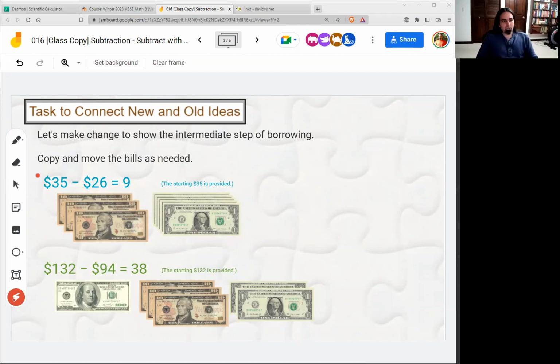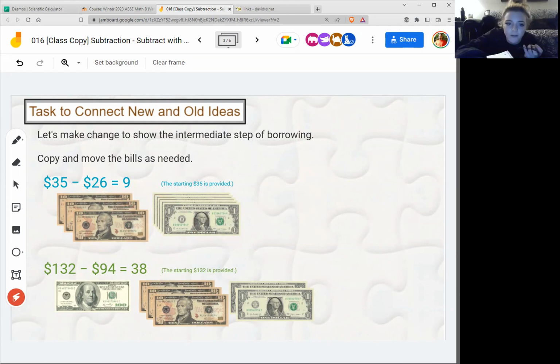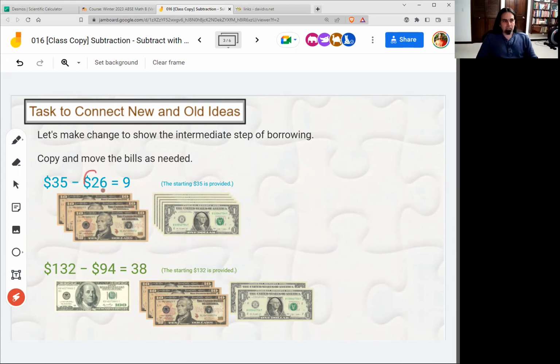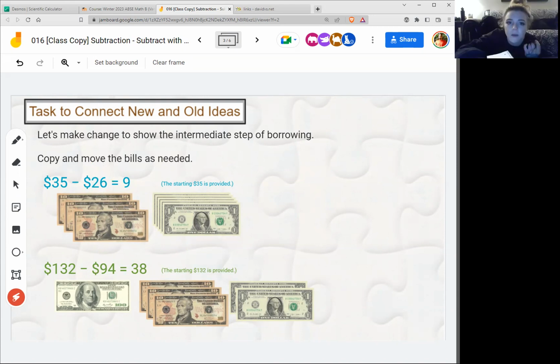This top one in blue, how would we show 35 minus 26 equals 9? You have the 35 to start with. So pull 35 out with the bills? We need to pull out 26 of them and have 9 left. Okay.